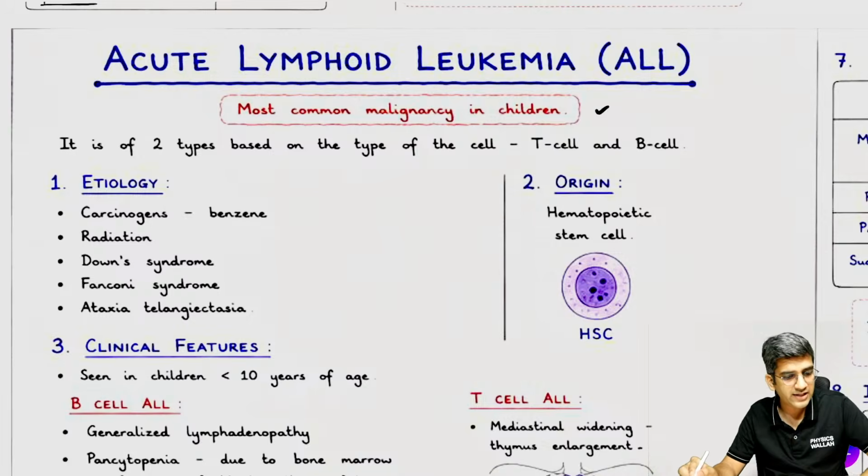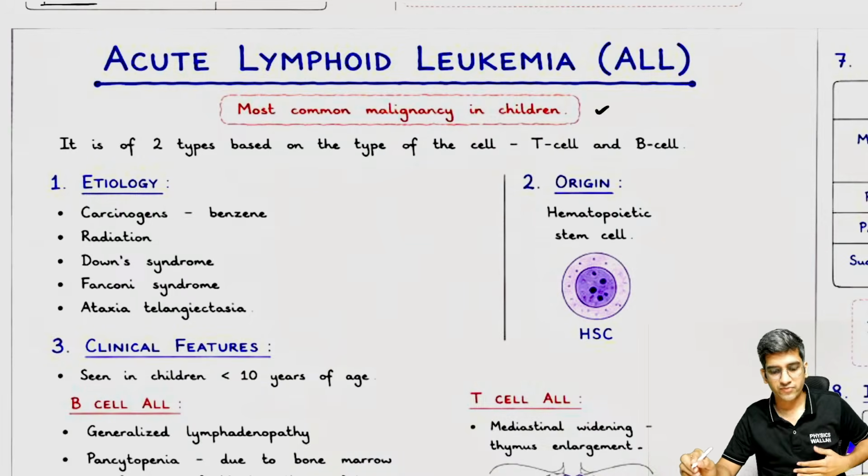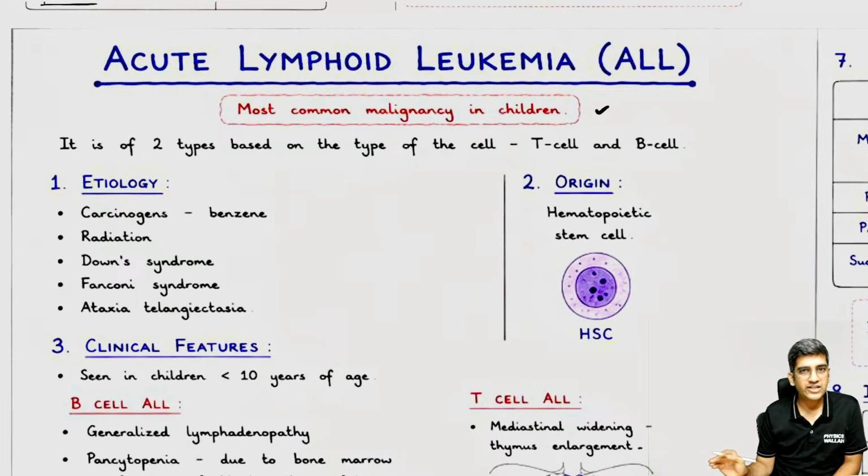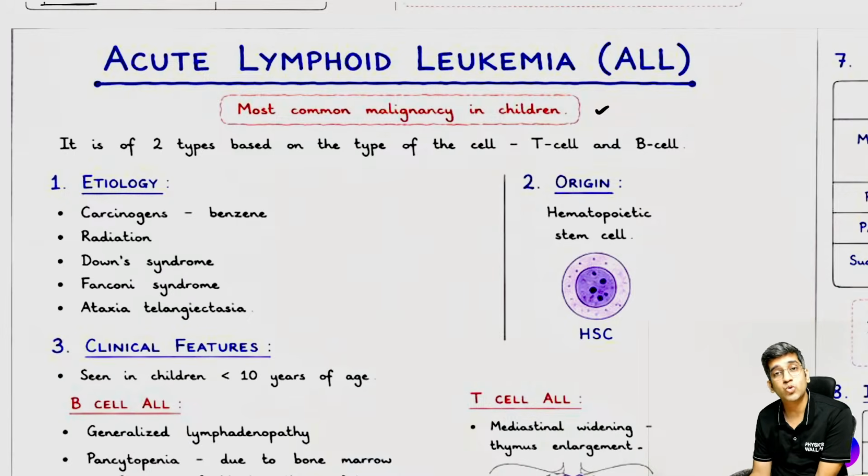HIV will be there in case of a lymphocyte depleted variant of Hodgkin's. Fine. ALL is the most common malignancy in the child, including throughout the body, not just among hematological ones. ALL is the most common malignancy seen in children across all the tumors in the body, right? It has two different subtypes based on the lymphocyte. We call it T-ALL and B-ALL.